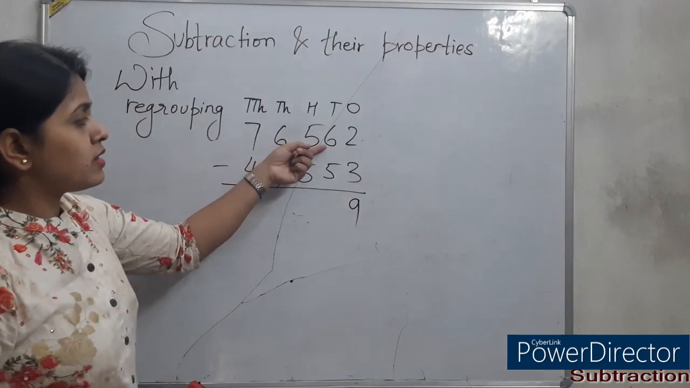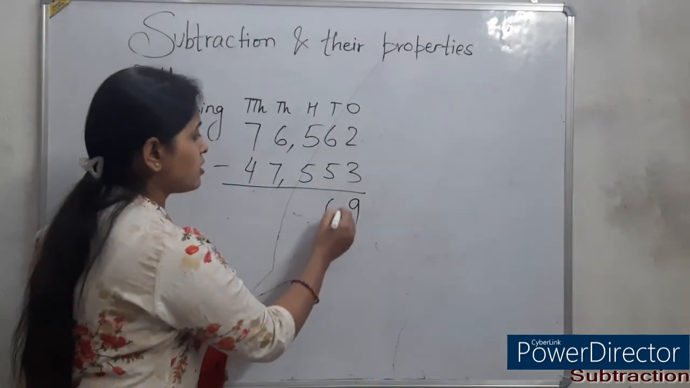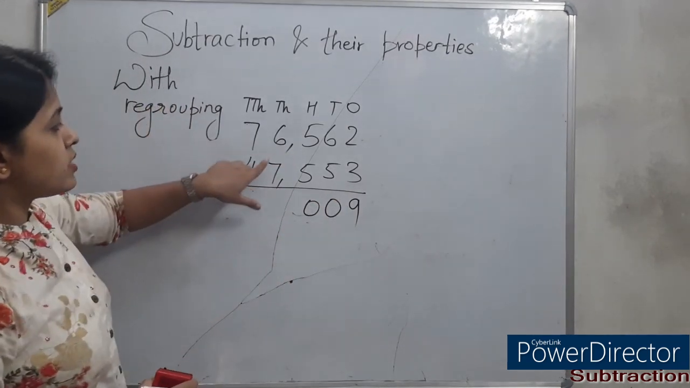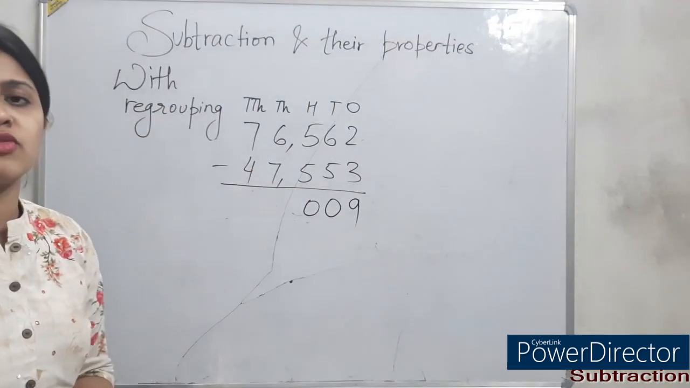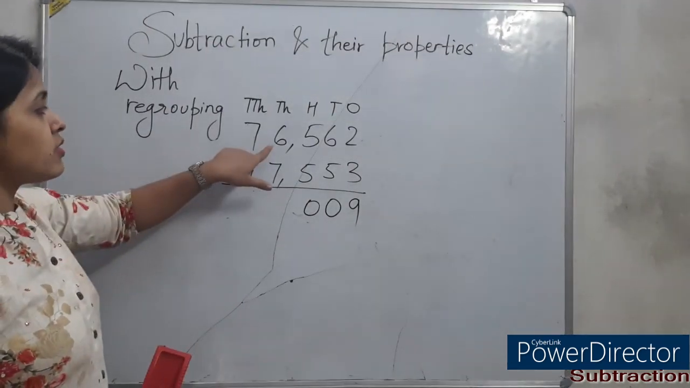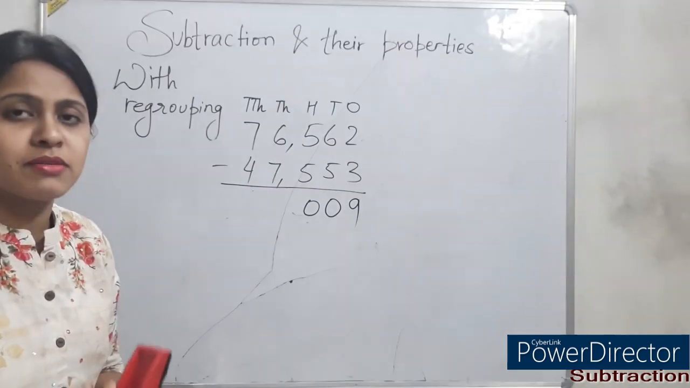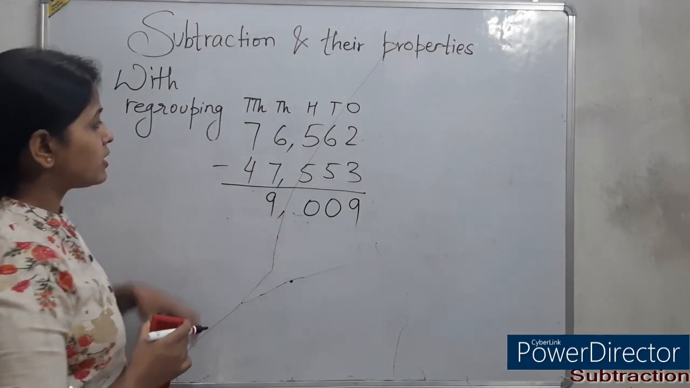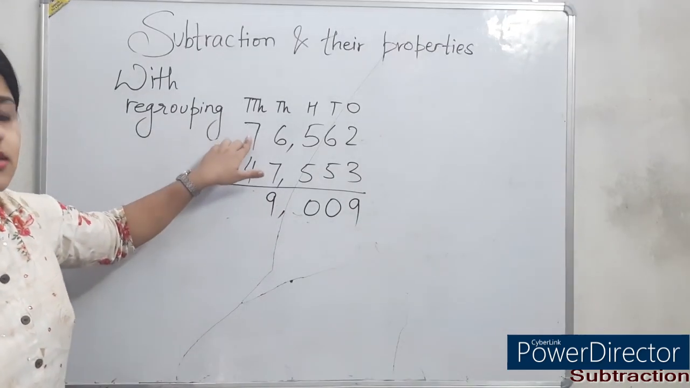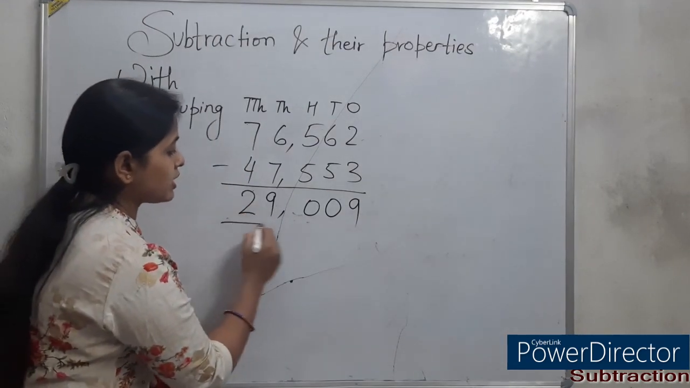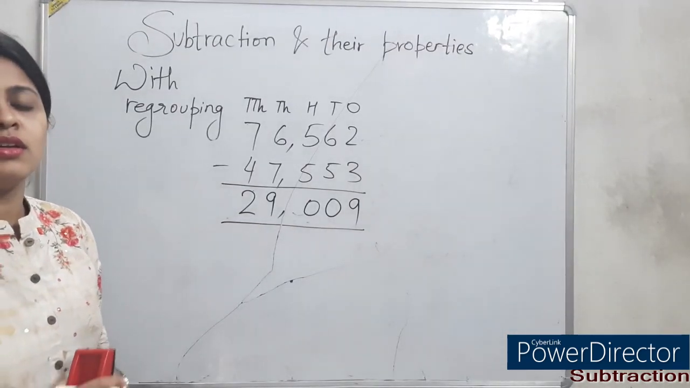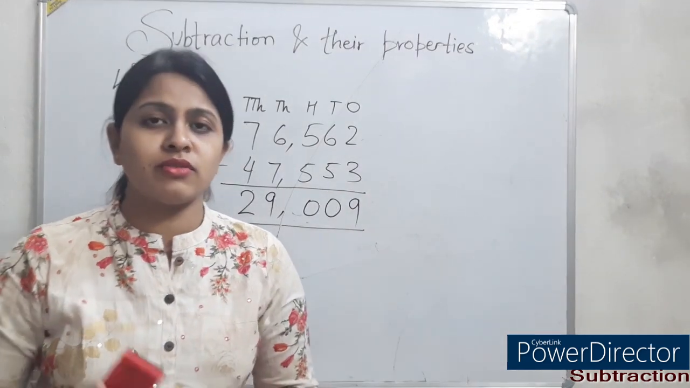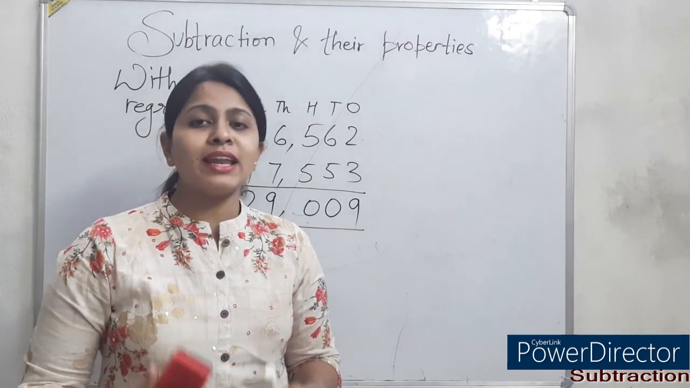Now here again there is 5. 5 minus 5, 0. Again there is 5. 5 minus 5, 0. Now here is 7. 7 needs to be subtracted from 6, again there is a problem. So when 6 takes a carry from 7, it becomes 16, and 16 minus 7, 9. Now here 7 becomes 6. 6 minus 4, 2. So 29,009 is our required answer. This way we solve questions related to with regrouping and without regrouping in subtraction.